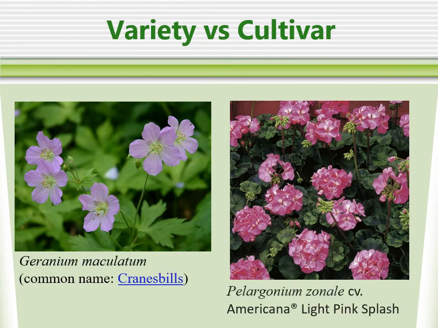Now, specifically, these are actually different genus species. I wanted to highlight that because all geraniums are not in the same genus species. So on the left is Geranium maculatum, and the common name is cranesbills, primarily because once the flowers are done, the seeds look like a cranesbill, like a little bump with a long sort of beak. Where on the right is Pelargonium zonale, which is a cultivar, and it's known as Americana light pink splash.